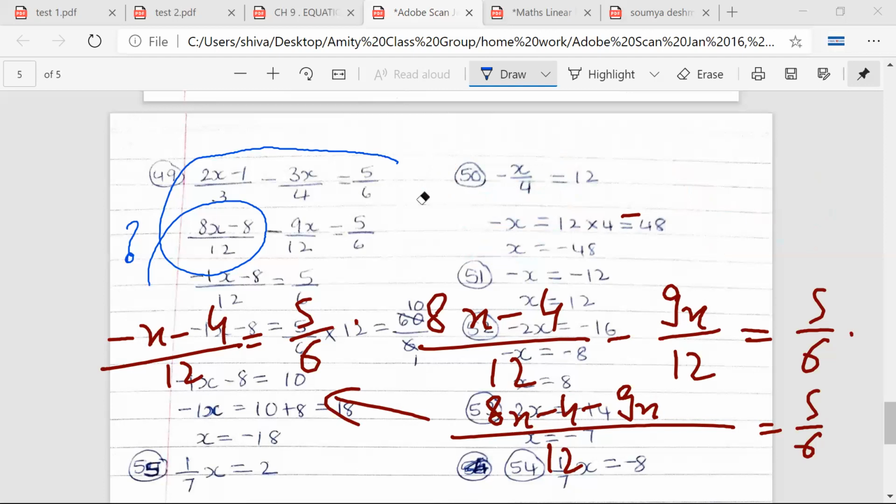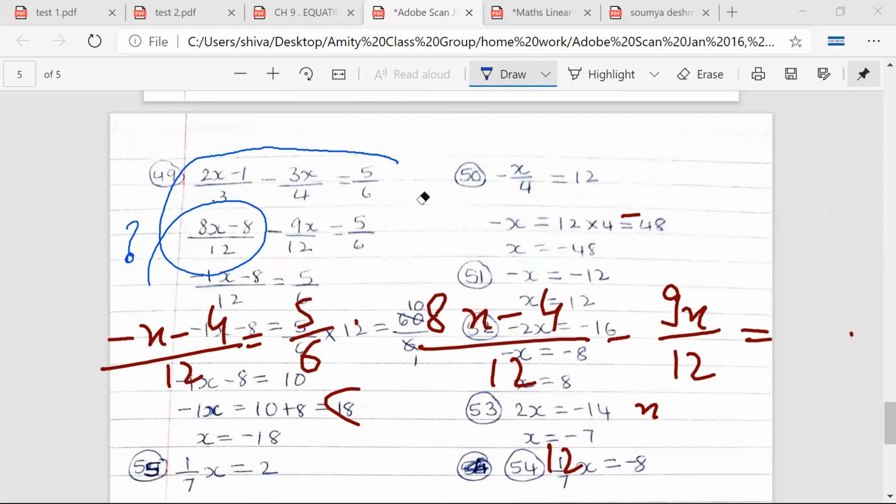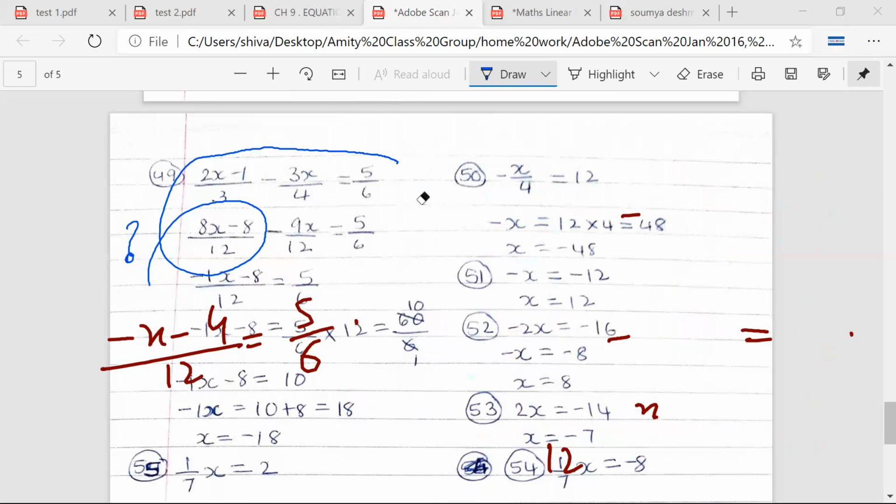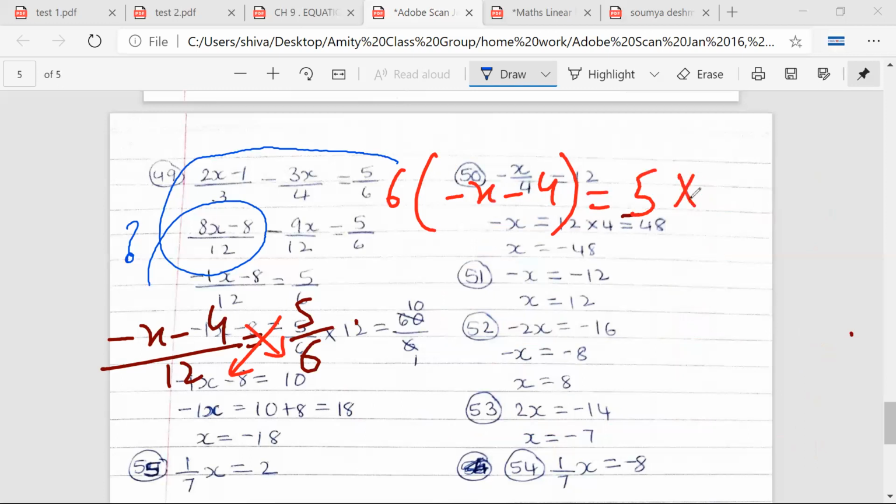see, I don't know whether they have discussed that in your school or not, but there is something called cross multiplication. So, cross multiplication means that you can put a sign like this. So, what this means is 6 into minus x minus 4 is equal to 5 into 12. Samay ji, any doubt? No, sir. Aishwarya ji, any doubt? No, sir. So what this means is minus 6x minus 24 is equal to 60.